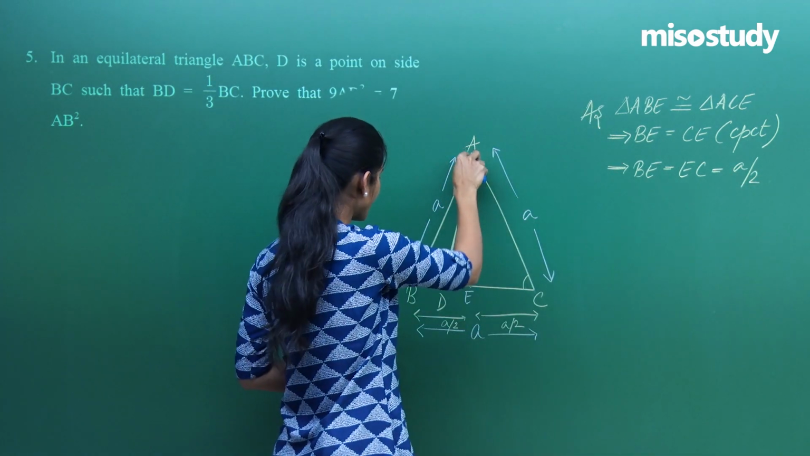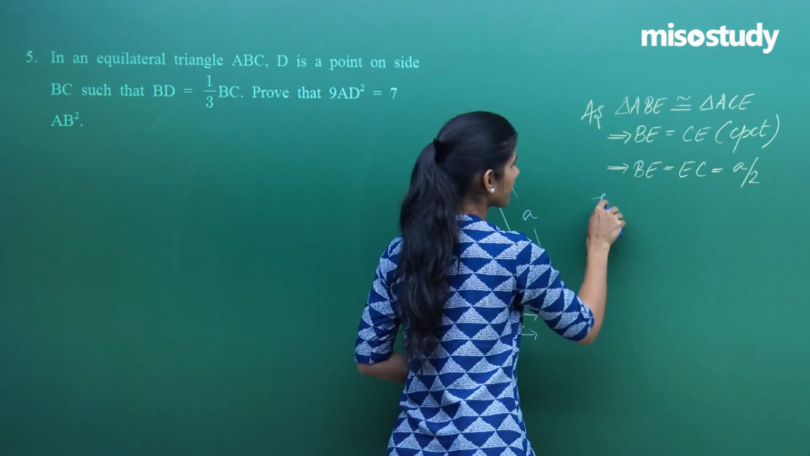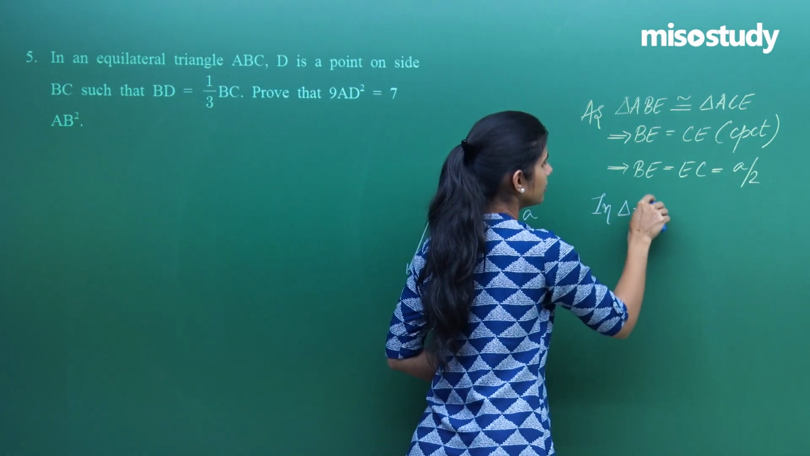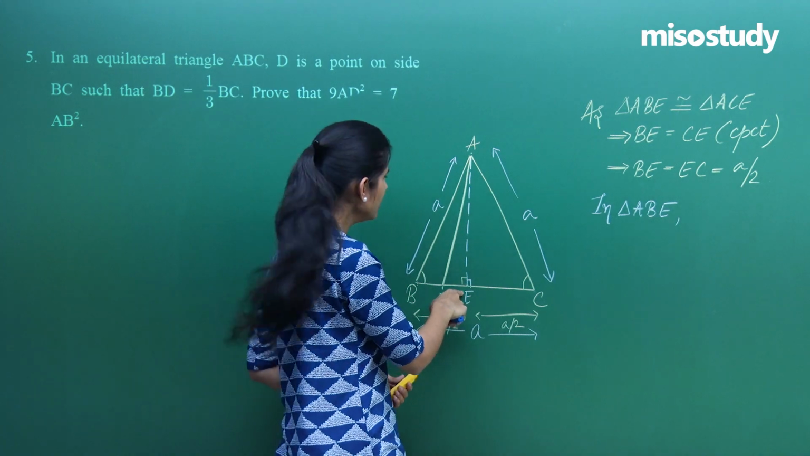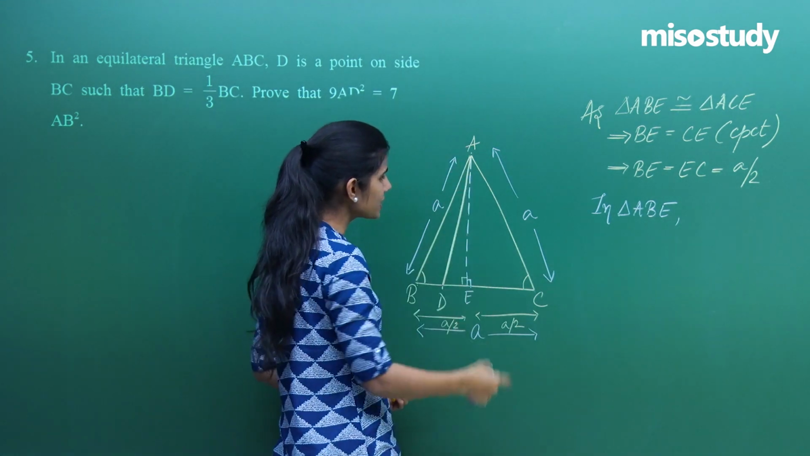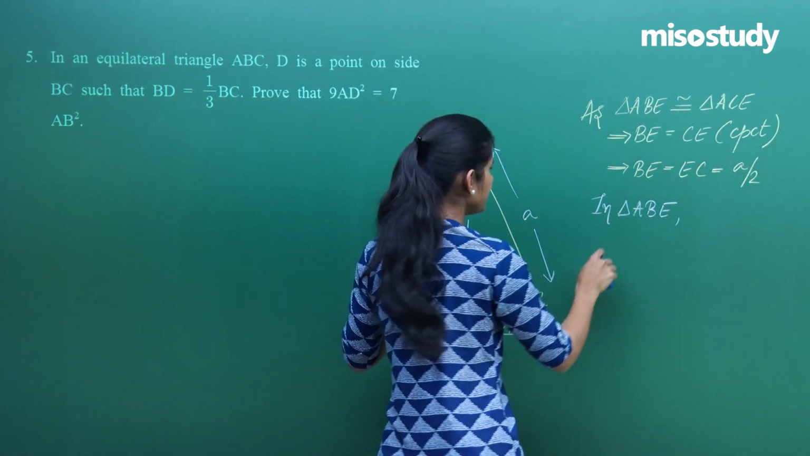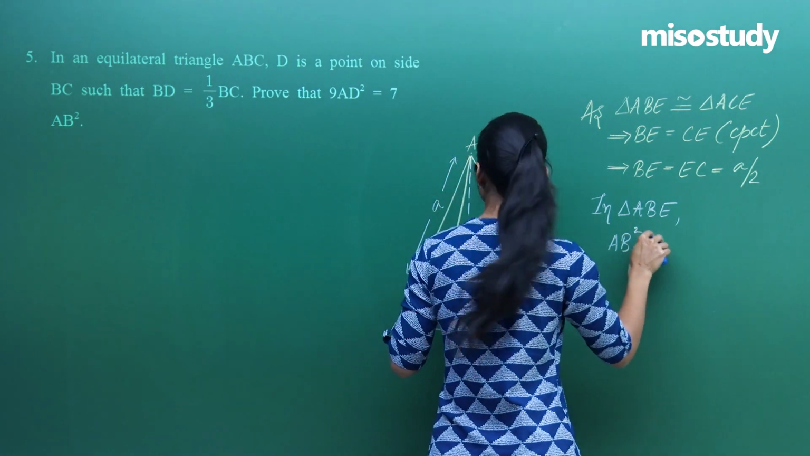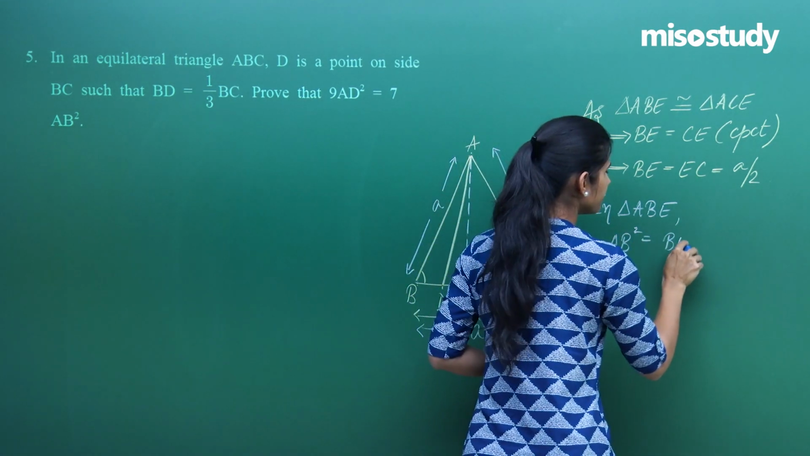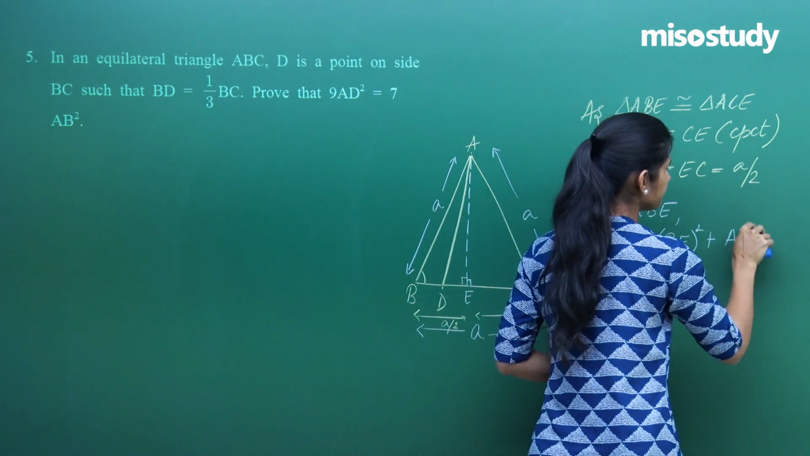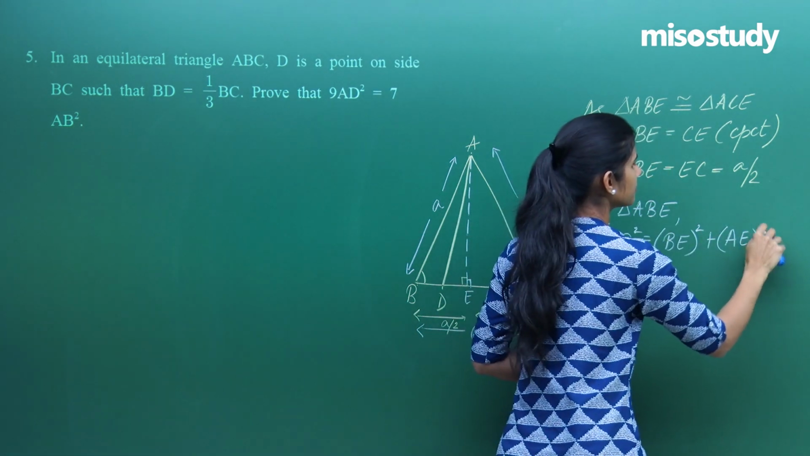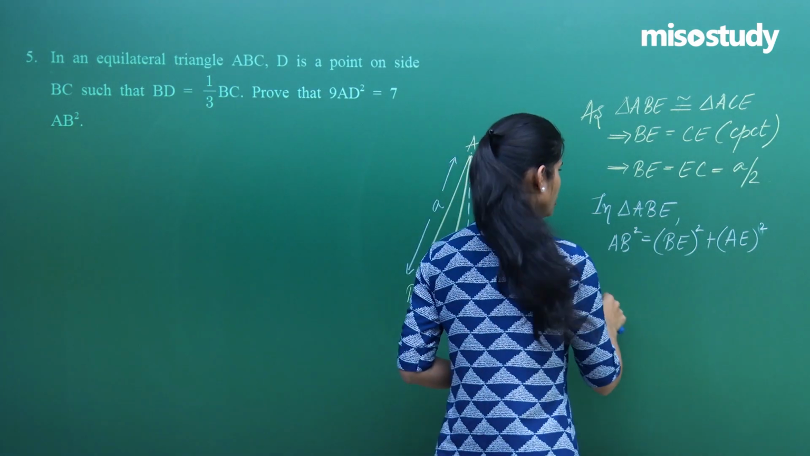Now focus on the triangle ABE. You know that this is a right angle triangle, right angle at E, right? So hypotenuse square is equals to base square plus perpendicular square. So you get AB square is equals to BE square plus AE square.